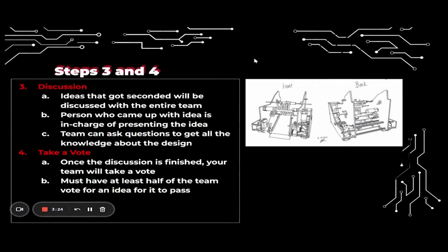Next up, we got steps 3 and 4, which would be the discussion and take a vote. And this is where the parliamentary procedure style voting starts. So for the discussion, your ideas that got seconded will be discussed with the entire team. And then the person who came up with the idea originally will be in charge of presenting the idea to the rest of the team. And then in the discussion stage, the team members can ask questions to get all the knowledge about the design. And then once your discussion has finished, you will take a vote, and your team must have at least half the team vote for an idea for it to move on to the next stage.